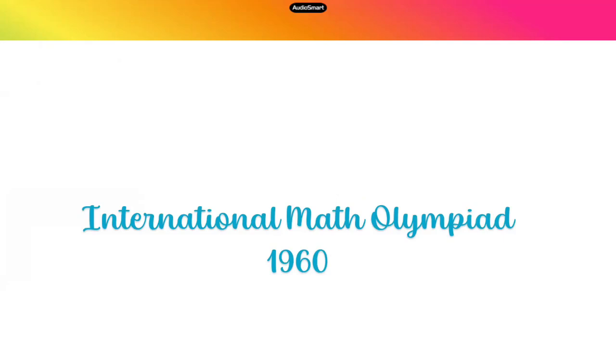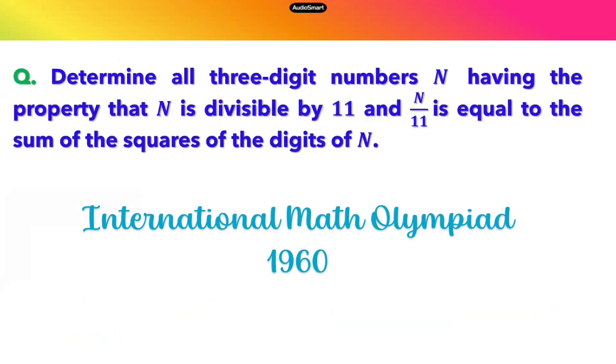Welcome to my lecture. Today we are going to solve one interesting problem from International Math Olympiad 1960. It says: determine all three-digit numbers n having the property that n is divisible by 11 and n divided by 11 is equal to the sum of the squares of the digits of n.